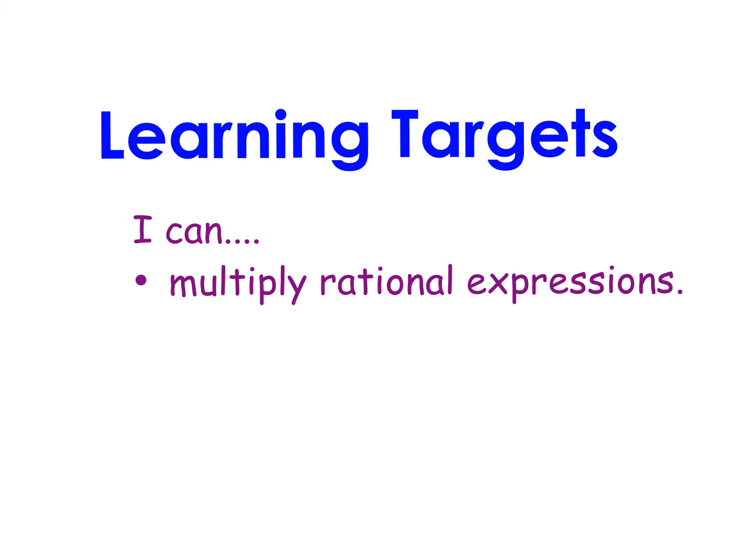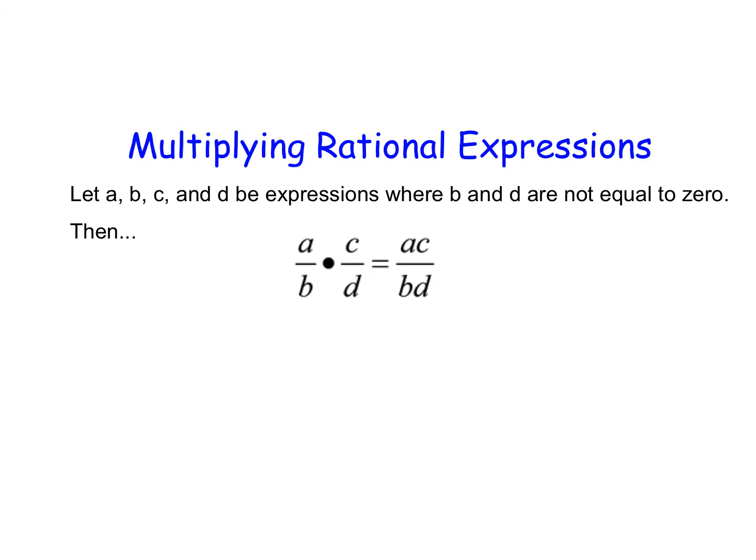In this video, we're going to be learning how to multiply with rational expressions. Multiplying rational expressions actually relates directly to how we multiply with fractions. Here you'll see we have a over b times c over d. When we multiply rational expressions, just like when we multiplied with fractions, we multiply across the numerators and multiply across the denominators.